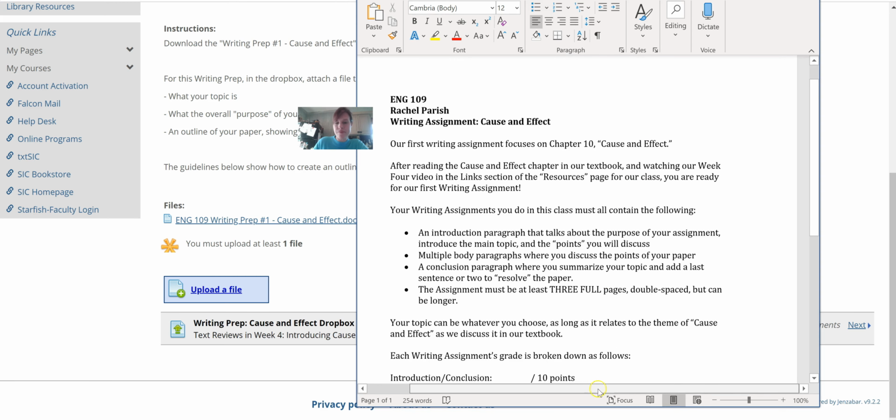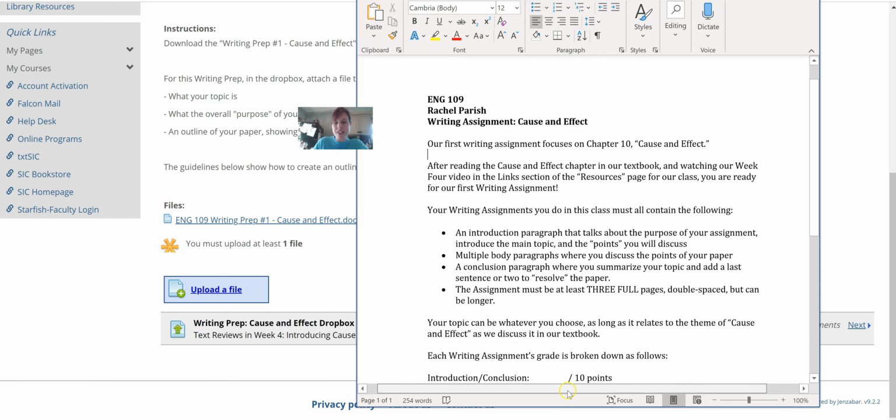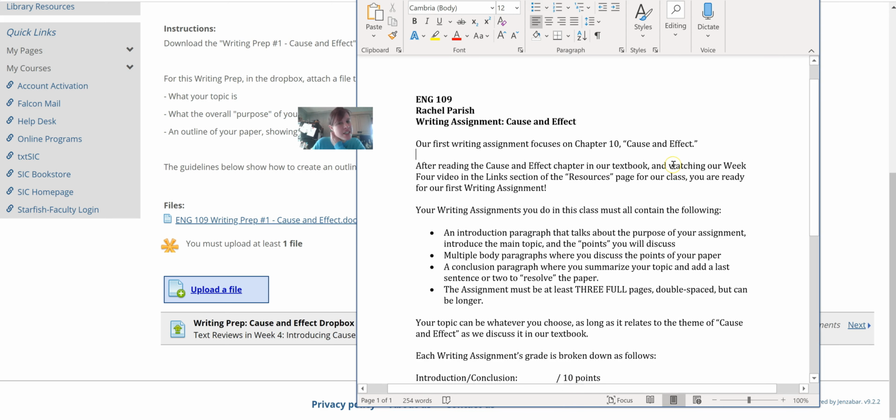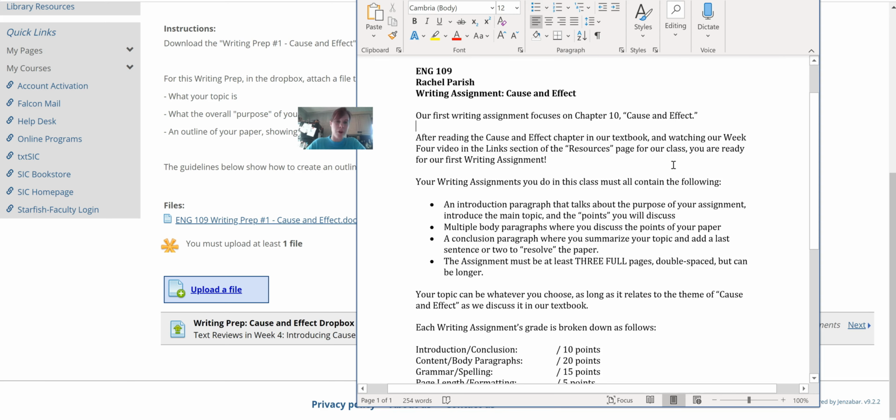What we're doing for our cause and effect is essentially chapter 10 in our textbook, which we're going to read next week in week 4, and it talks about cause and effect. The idea behind it is creating a paper that focuses on something that happens and what happens, something that is caused by various factors and the results of that. So there's lots of different topics you can pick for this.